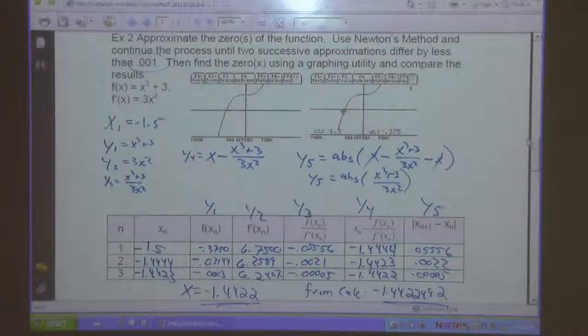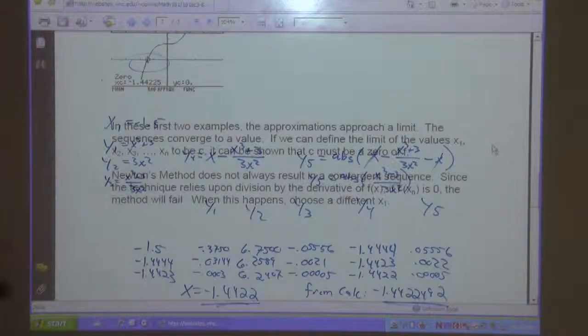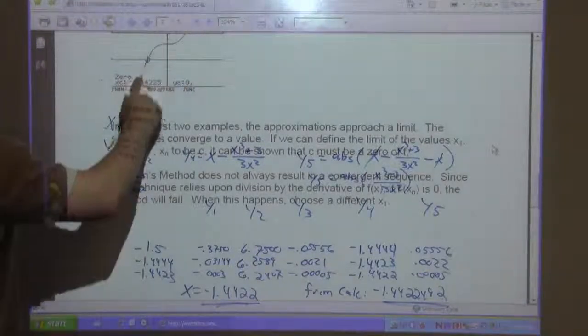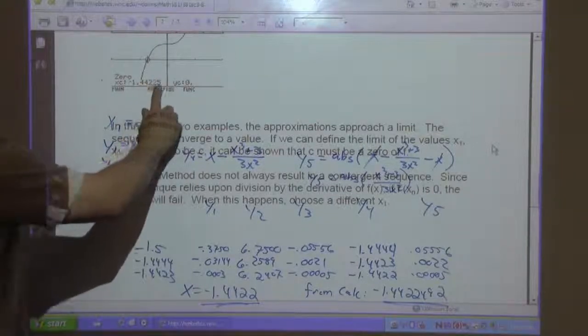If I scroll this up a bit, feel free to pause if you want to write that stuff down some more. Here it is, having the graphing utility find the 0. Negative 1.44225.